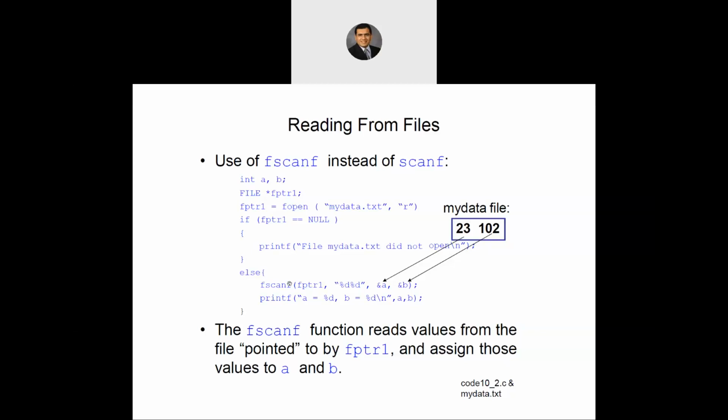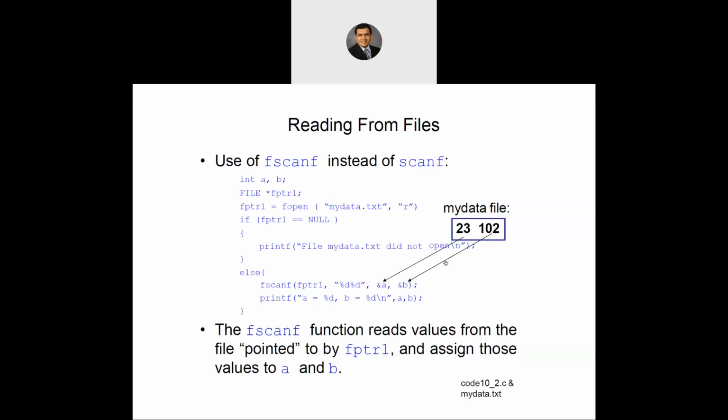So here I'm saying fscanf, that means read from my file. fptr points to mydata.txt. Read from the file. The first value, remember, beginning of file, 23, then space. So 23 will be taken and stored inside a variable. Remember, a variable you created here. And then after the space, 102 will be taken and stored in the B variable.